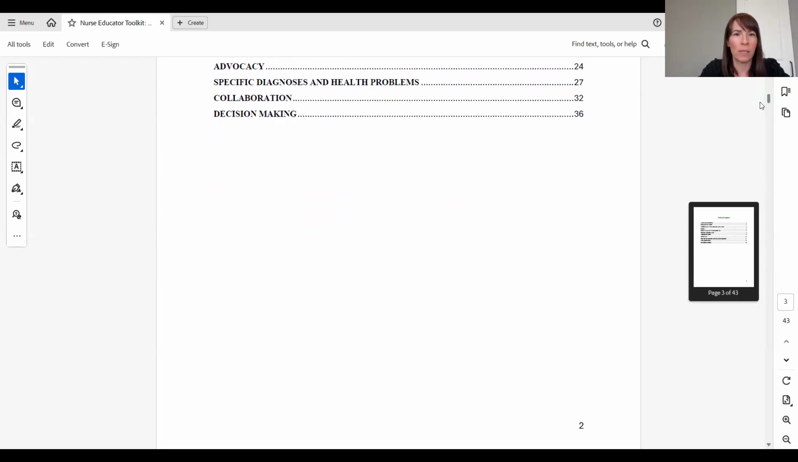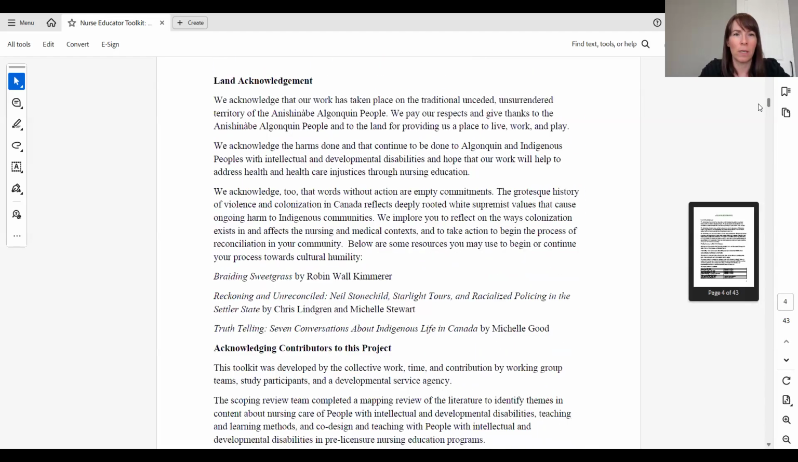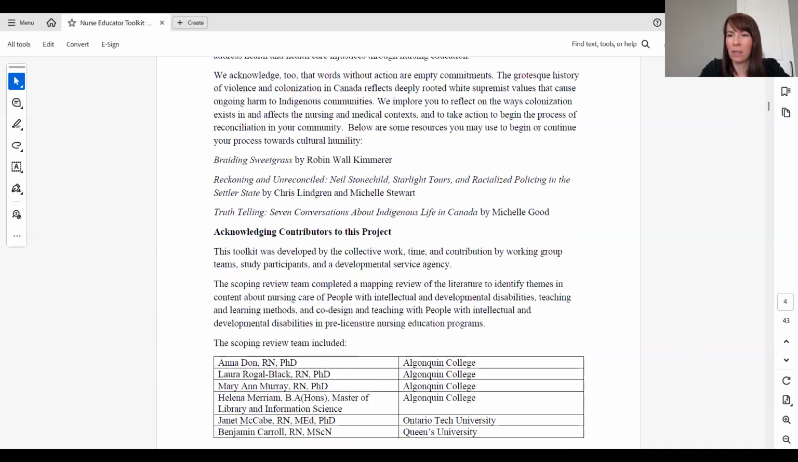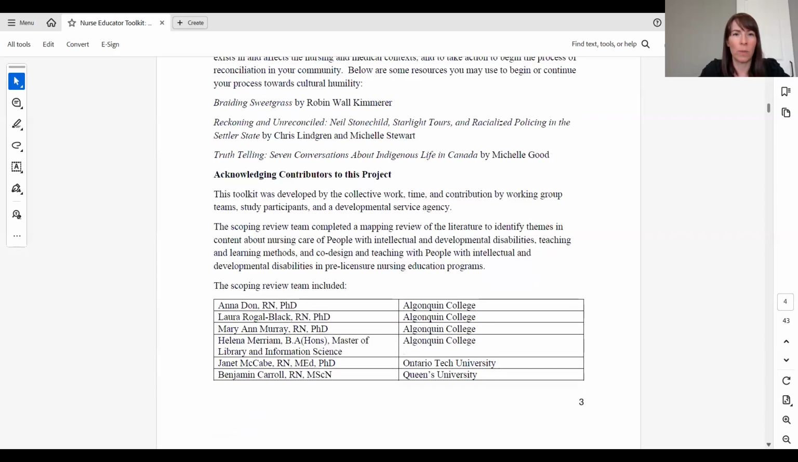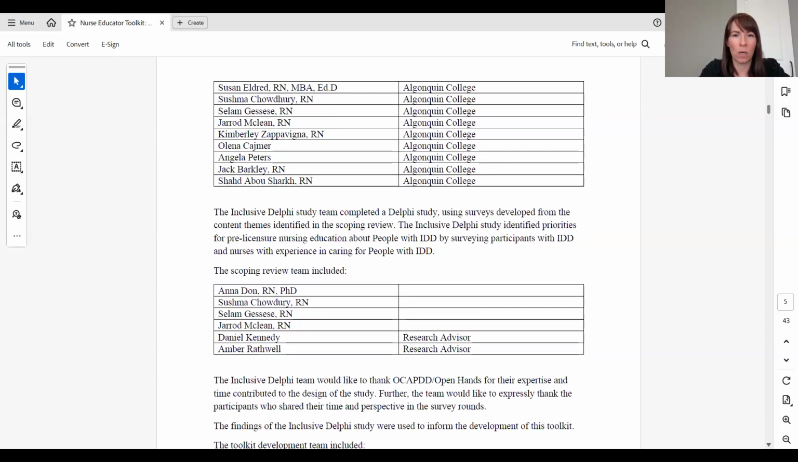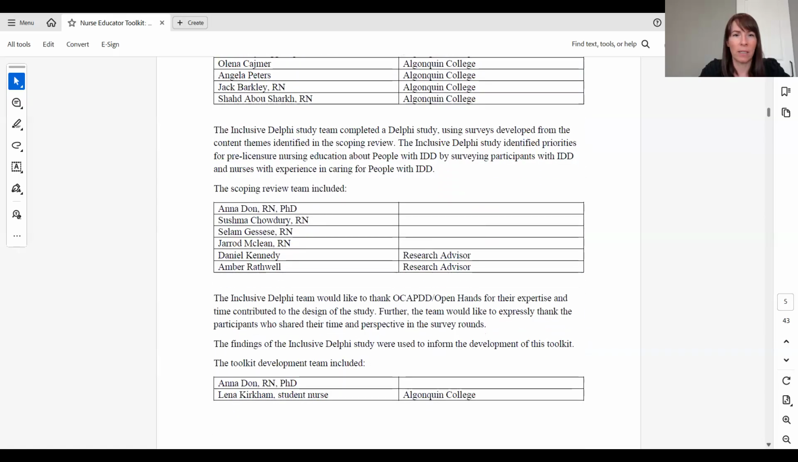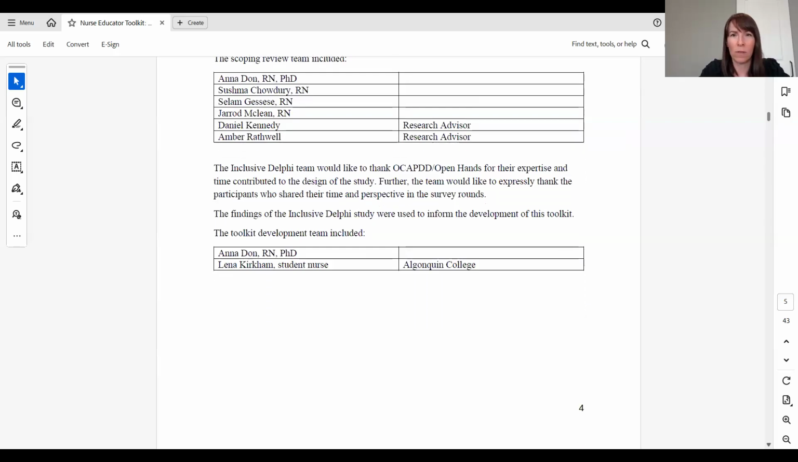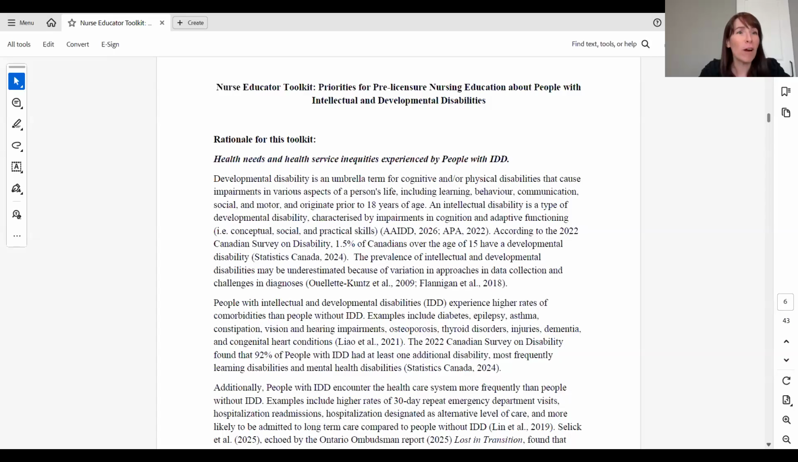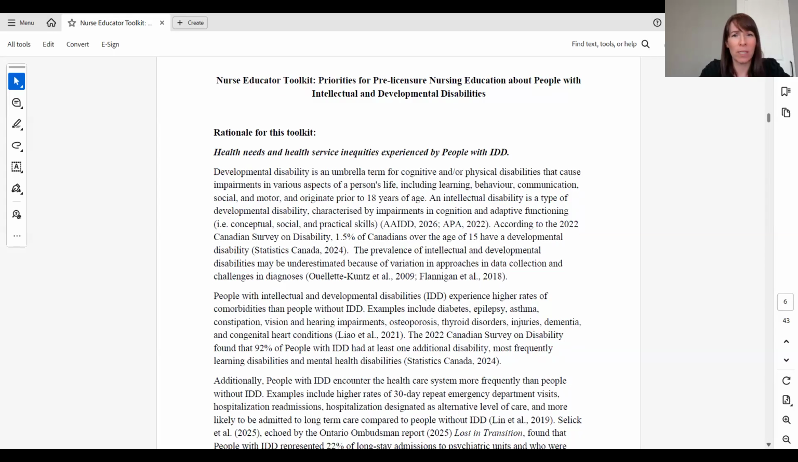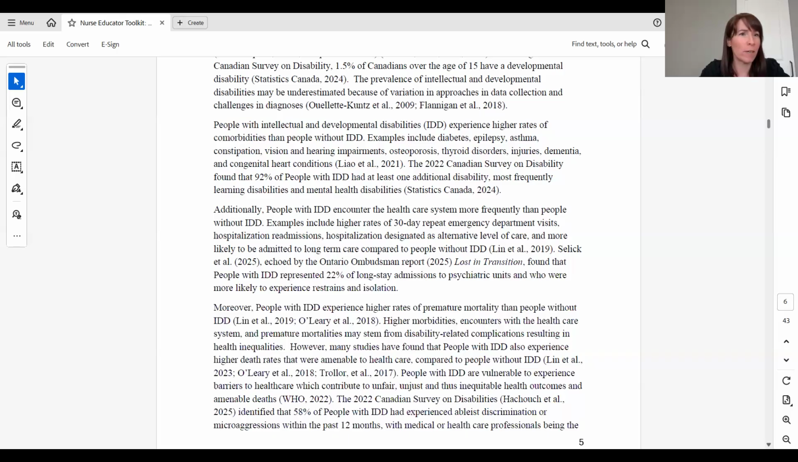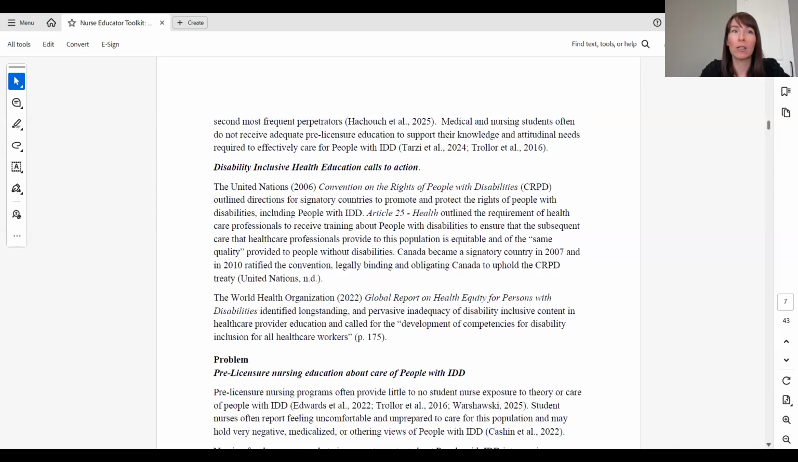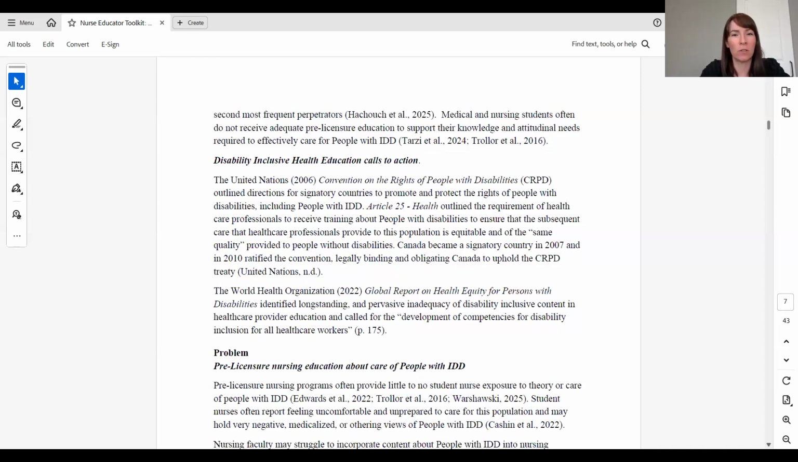So we have a table of contents to help guide you through. Many working teams came together in the work of the scoping review, in the work of the Delphi study, and in the development of this toolkit. So their recognition is there. The background that we discussed at the beginning of the presentation is here. All the references that were used for the presentation are included at the end of this document if you're interested.